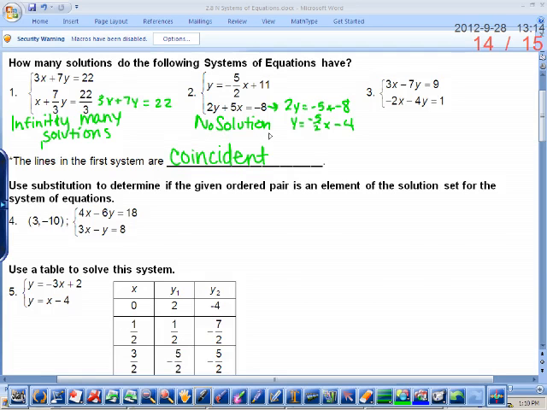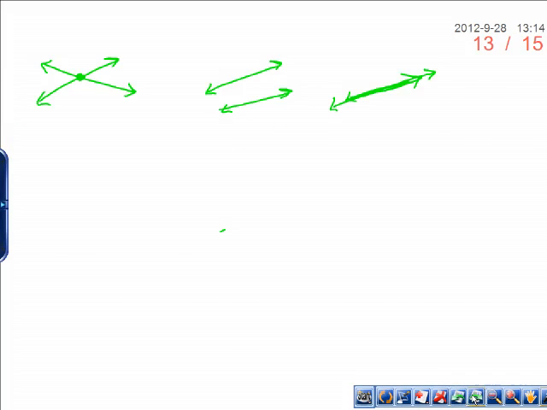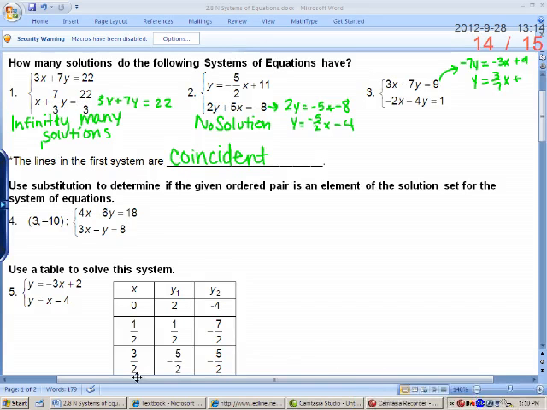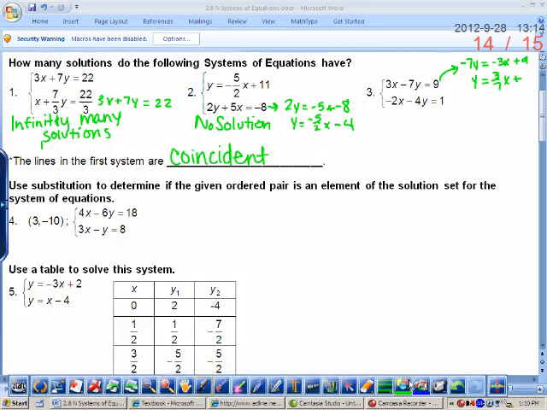3x minus 7y equals 9, and negative 2x minus 4y equals 1. What are we going to do? Okay, so let's solve this top one for y. Negative 7y equals negative 3x plus 9. Y equals 3/7 x minus 9/7. Now, can I go ahead and solve that next one?